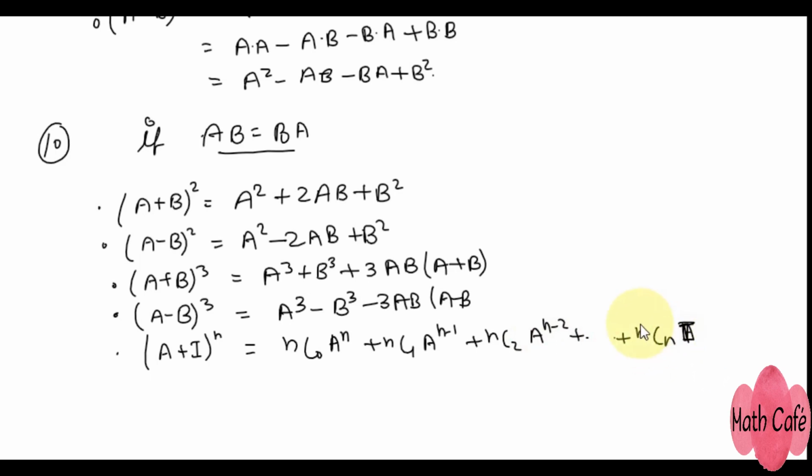All right, let's see one last point, the 11th. If AB is 0, that doesn't mean that A equals 0 or B equals 0. So this one is the important point. Let's see a question here.